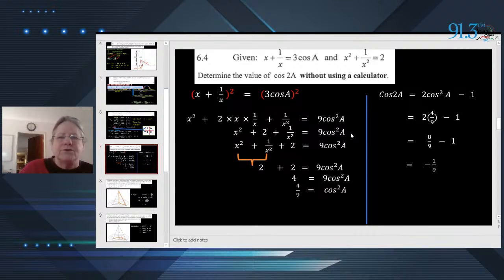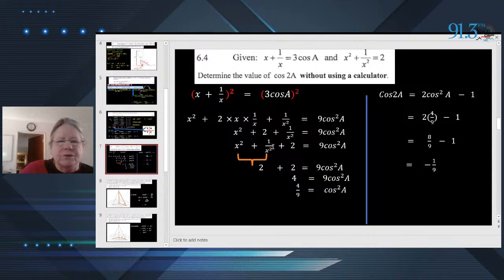Now it's time to look, because we see we have an x squared and we have a 1 over x squared. Now it's time to look at the right-hand side, because that is what they mean, is that you need to use the right-hand side to get to your answer. So now in this case, for simplifying sake, I've written the x squared and the 1 over x squared together, plus 2. So I just rearranged it, equals 9 cos squared A.